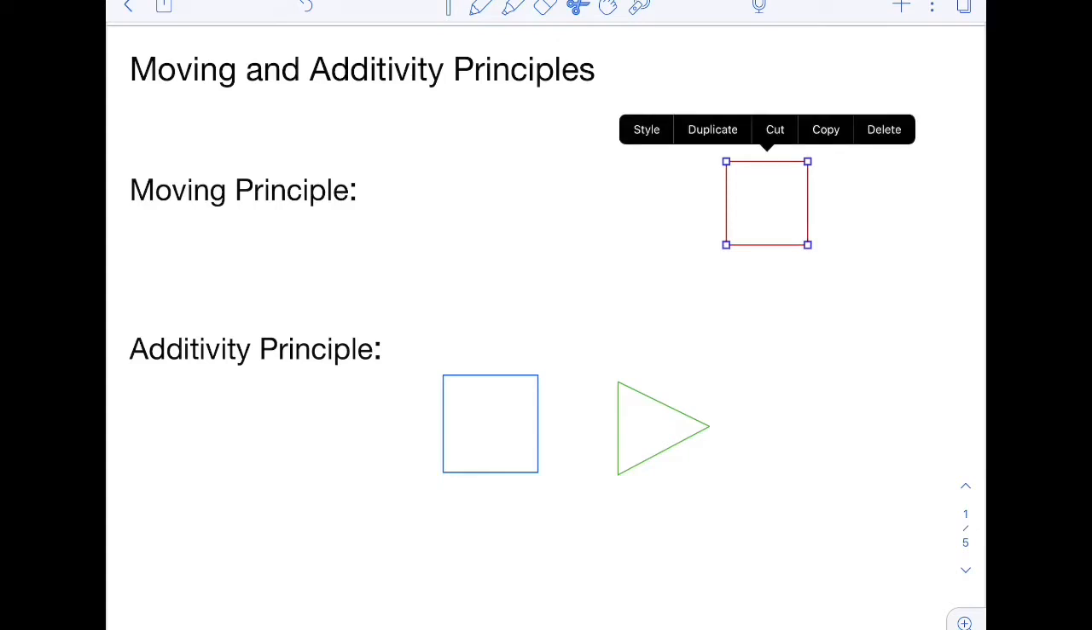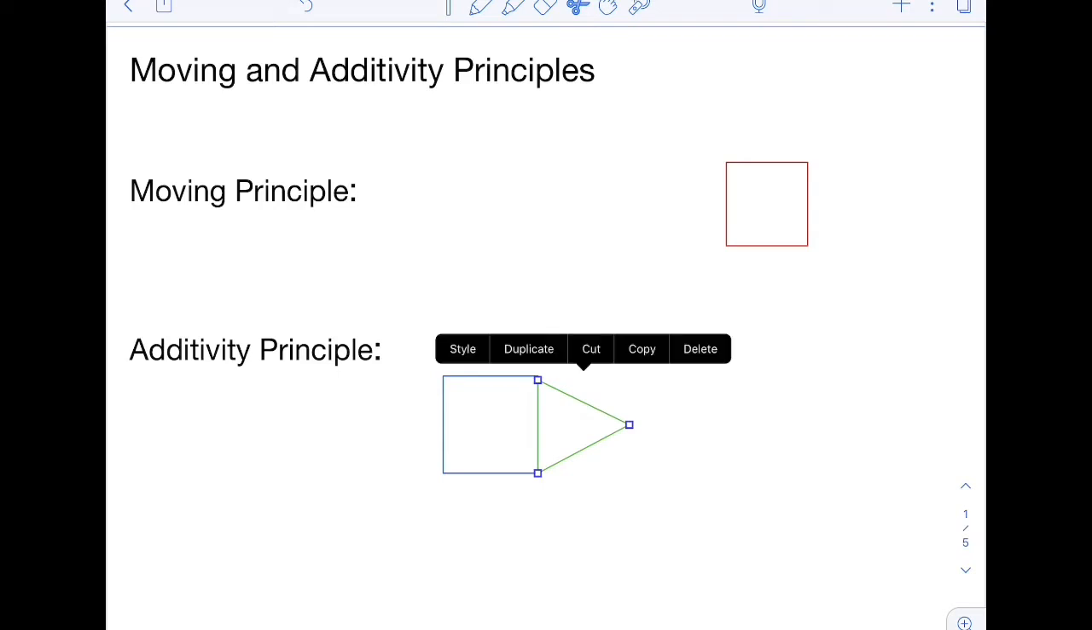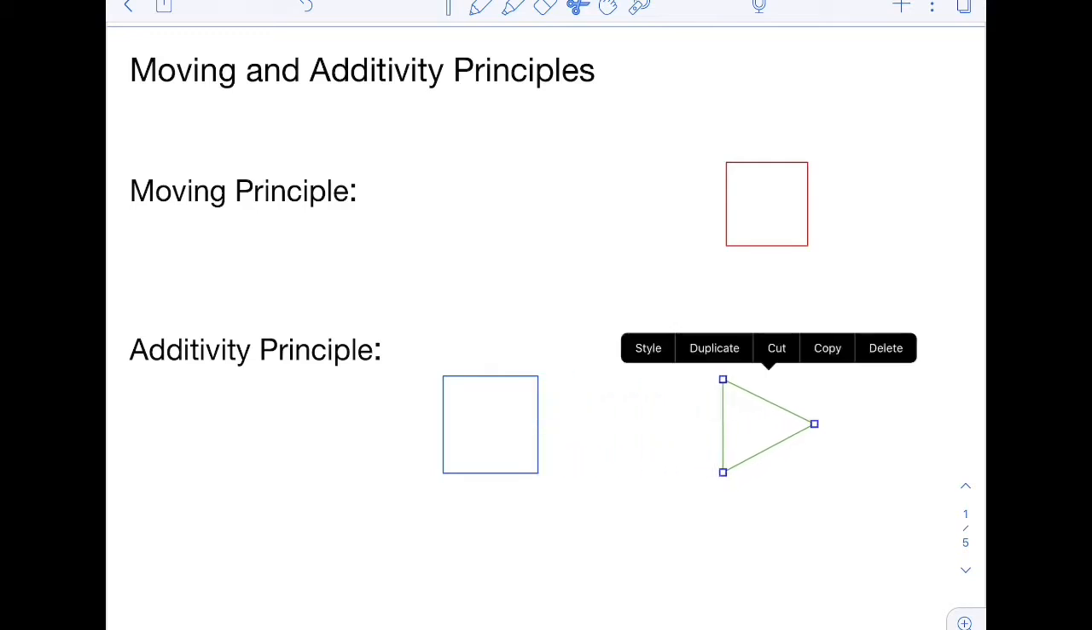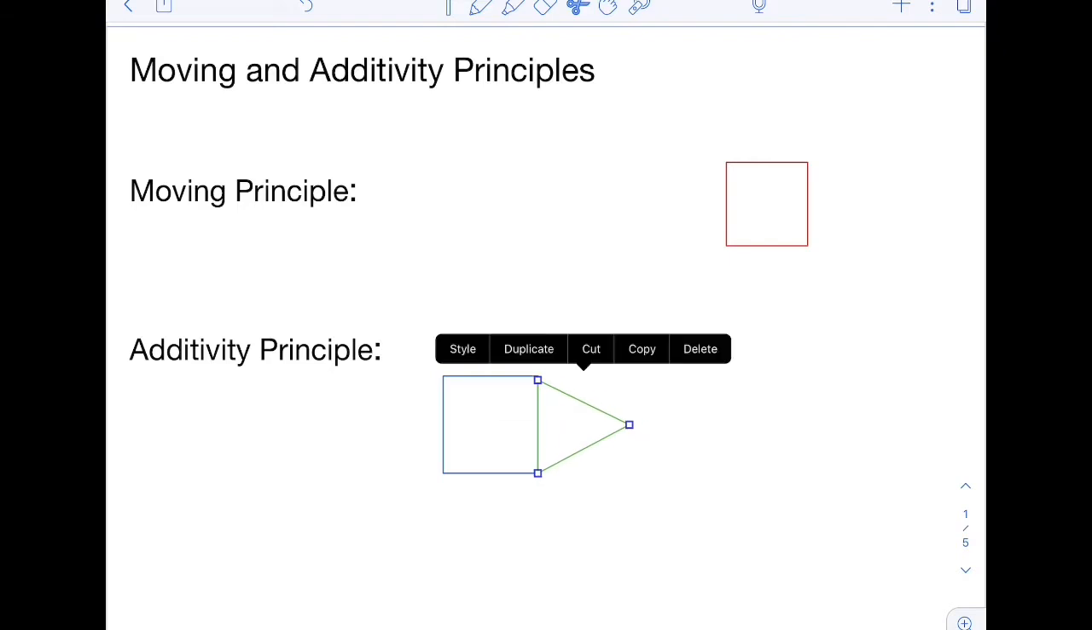The additivity principle says that if I combine shapes, again, I'm not stretching or shrinking them, but if I just combine shapes and I know the area, for example, of the blue rectangle and of the green triangle, then I can just add those two areas together and the total figure that I've created is the sum of the two areas. So I can independently find the area of the triangle, the area of the rectangle, and then I will add them together. Here it's really important that we don't overlap the two shapes.